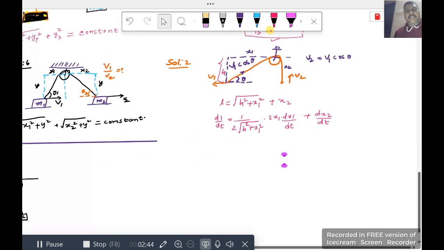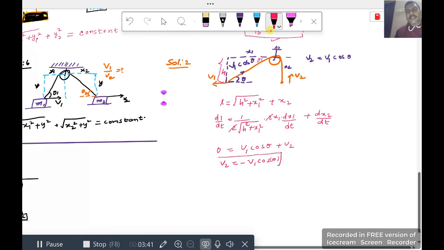So now dL by dt, L is constant, so we know the derivative of a constant is 0. That is equal to, here the 2 gets cancelled. From the diagram, if you see, this is theta here, then this is 90 minus theta, and again here theta will come because these two lines are parallel and this is the transversal line. Therefore, x1 by root over h square plus x1 square will become cos theta, and dx1 by dt is equal to v1. Therefore, v1 cos theta plus v2 is equal to 0. Therefore, v2 is equal to minus v1 cos theta. So that is along the string, v2 and v1 are in opposite directions.